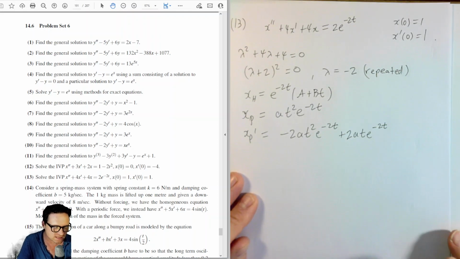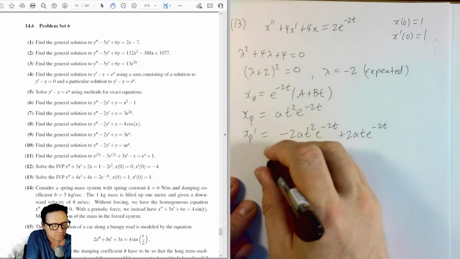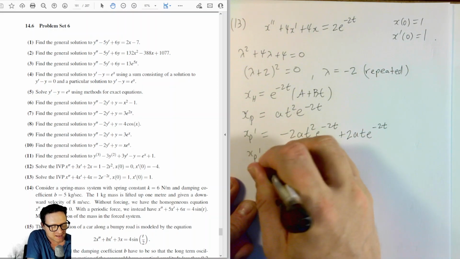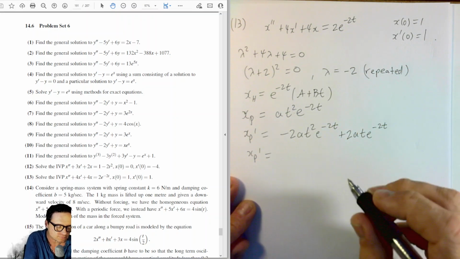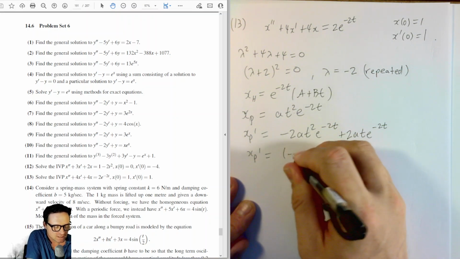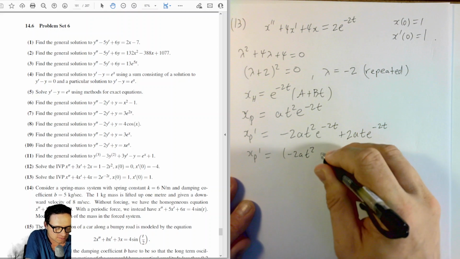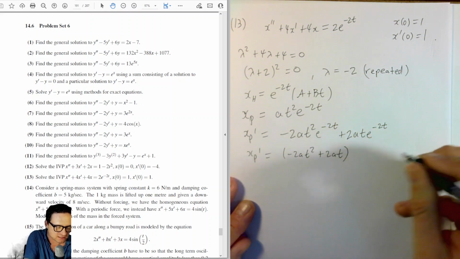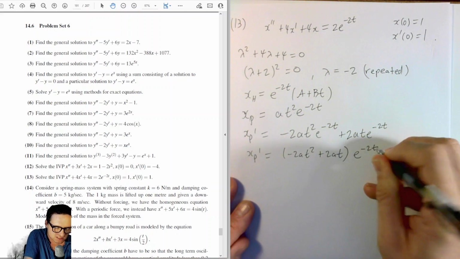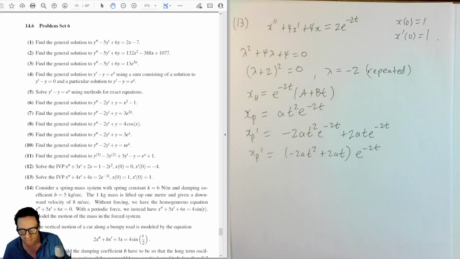Okay, and so let's factorize the e to the minus 2t out. So we have xp dash is minus 2At squared plus 2At times e to the minus 2t, in case we need that.